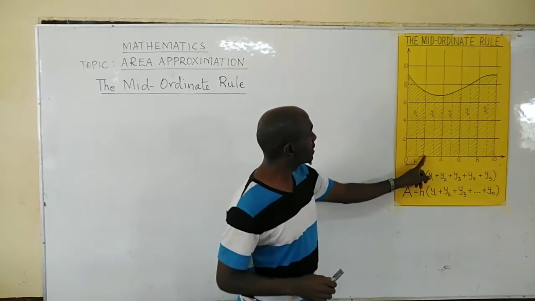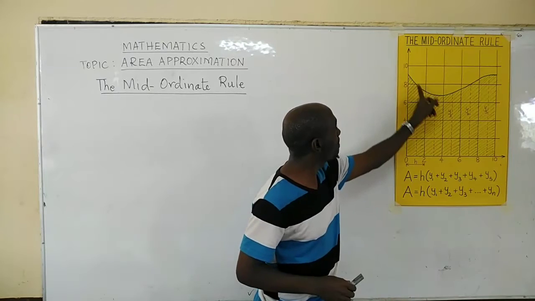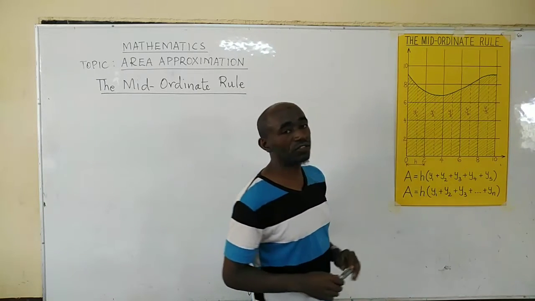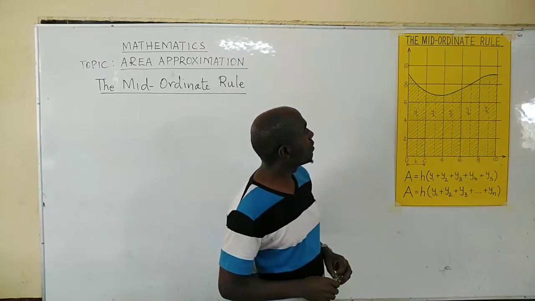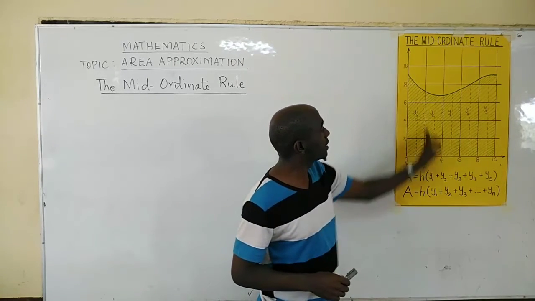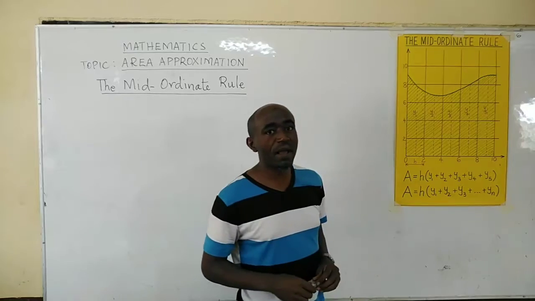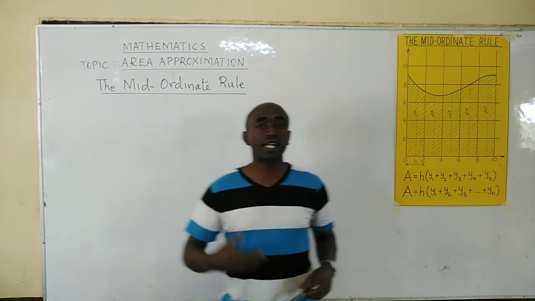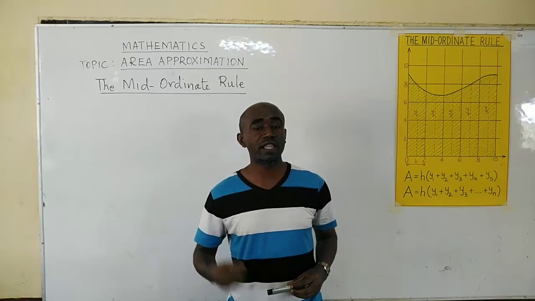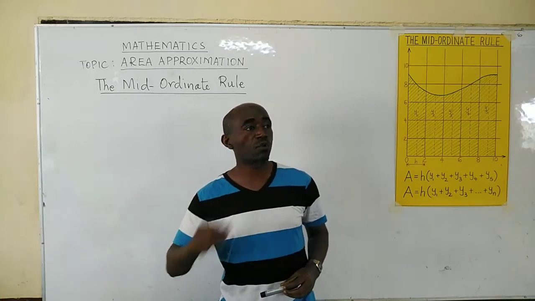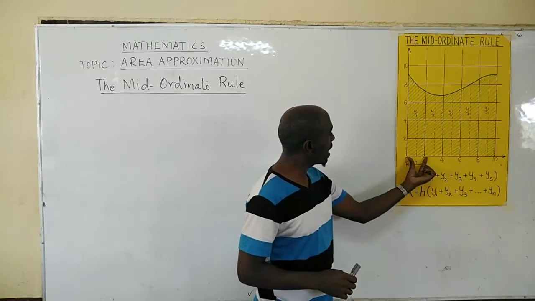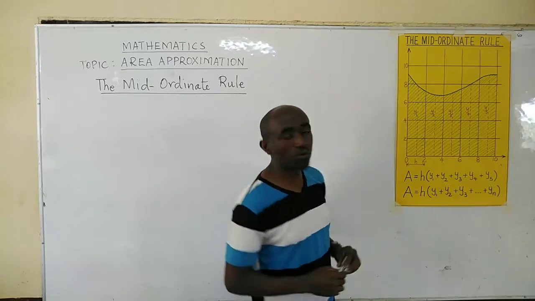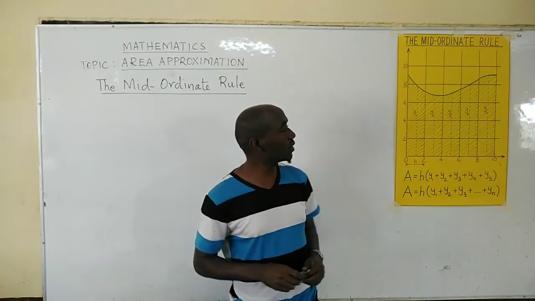If you look at this strip, for example, the first one here, it is not actually a rectangle. It is in the shape of almost a trapezium. But you are going to assume it is a rectangle. And remember, area of a rectangle is found by the formula length times width. The width here is clearly known. But what length are we going to take? That is the question.